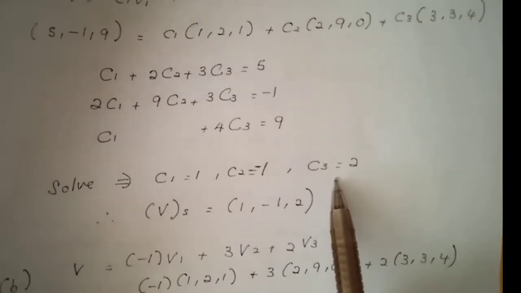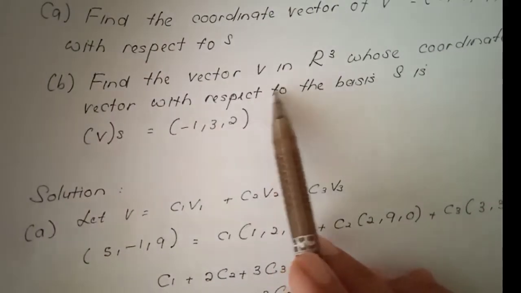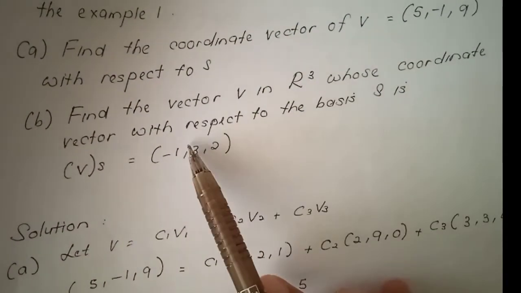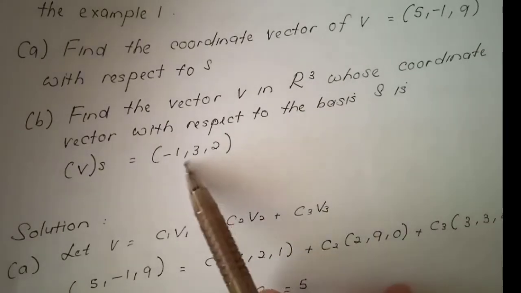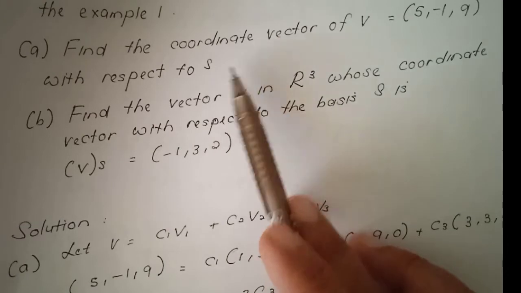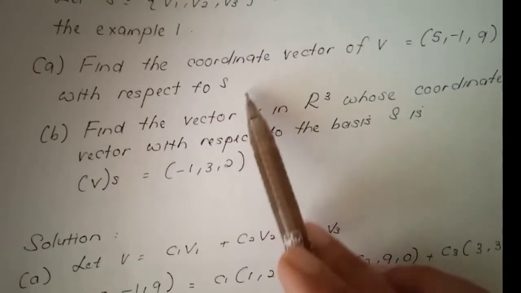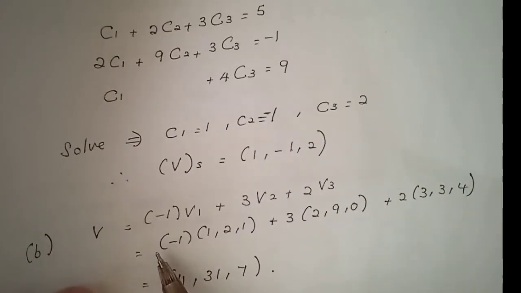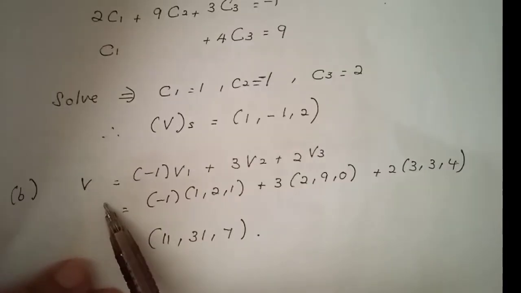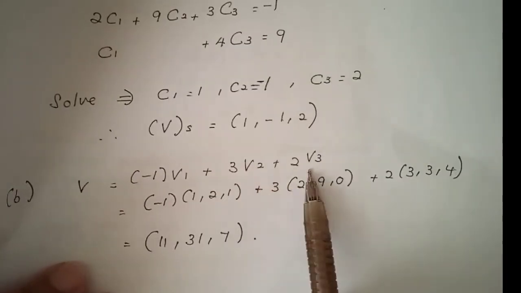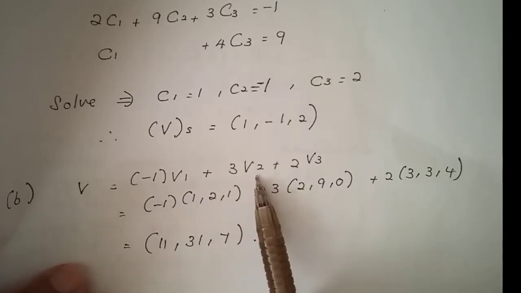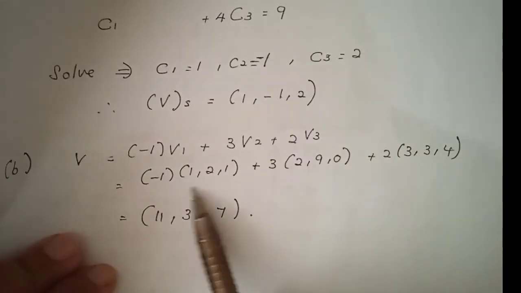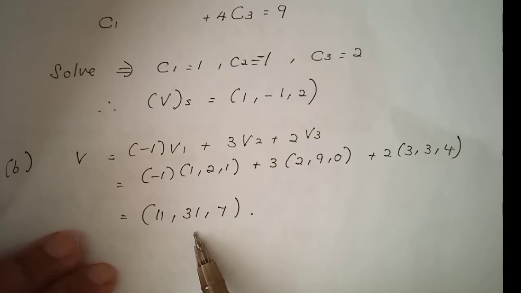Okay, for answer B, find the vector V in R3 whose coordinate vector with respect to the basis S is given by this. So this is opposite to this one, so these two have opposite solutions. Okay, the approach to the solution: now in B, V is a linear combination of V1, V2, V3. So we put back C1 V1 plus C2 V2 plus C3 V3. Solve this, and finally we get the vector V with respect to basis S as this one.